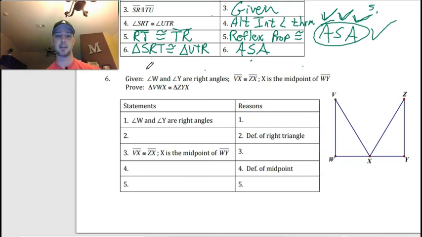So 6, label W and Y. First thing, angle W and Y are congruent. Oh, whoa, right angles. That was given. I'll go ahead and fill this out now just because it's given. And VX and ZX are congruent. X is the midpoint of WY. So if X is the midpoint of WY, this half is congruent to this one.